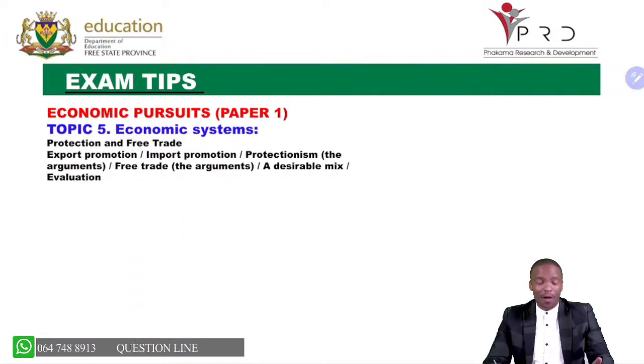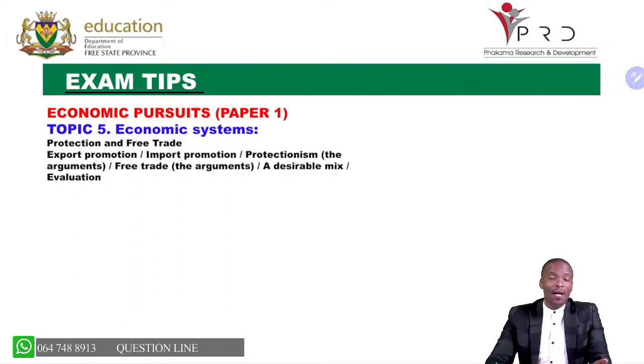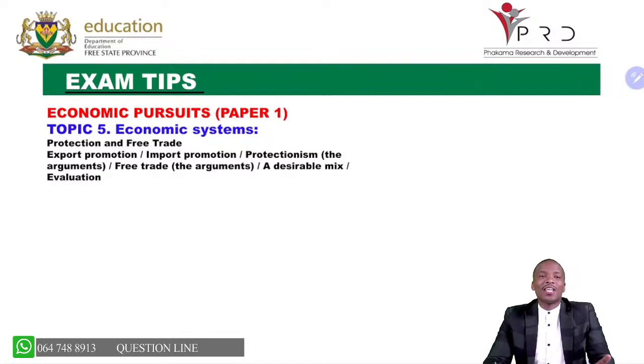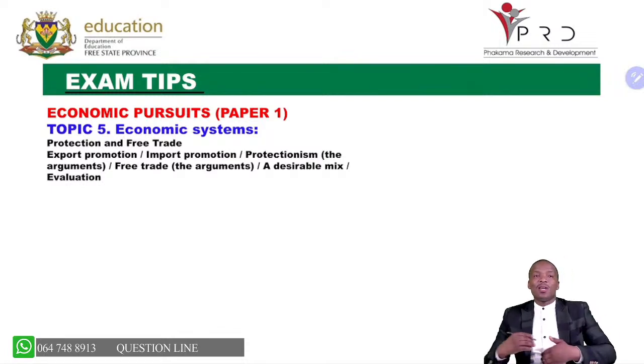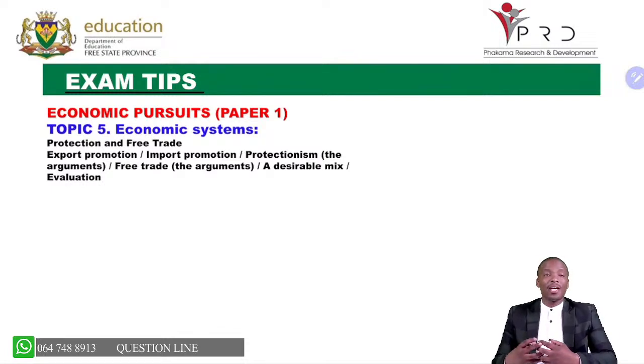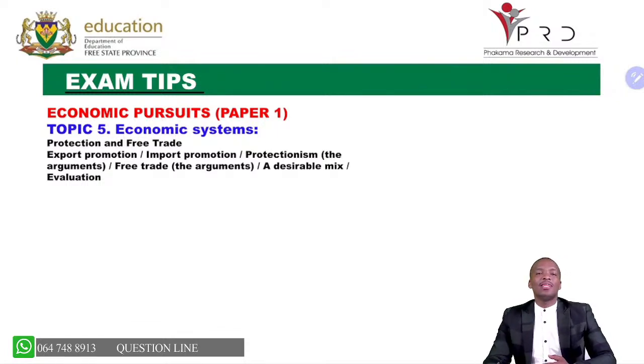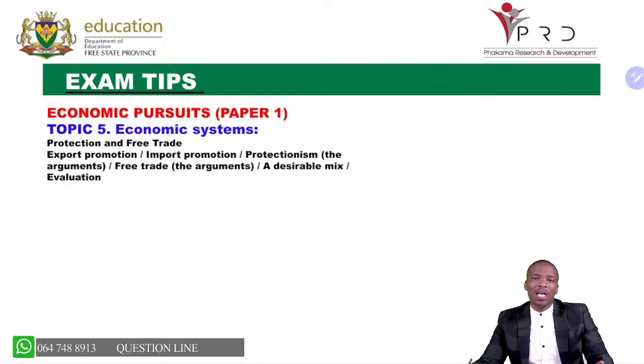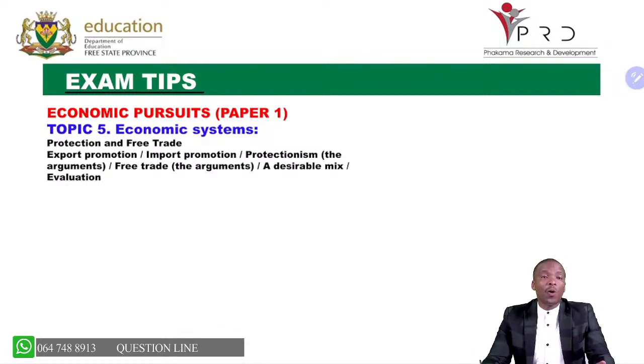Okay, under economic pursuit now, which is topic 5, we are looking at what we call economic systems, protection, and free trade. Here we'll be looking at what we call export promotion, while we are substituting imports. We look at the arguments in favor of protectionism, arguments in favor of free trade, or if that does not work, then we can do what we call give and take, where we do a desirable mix and we evaluate the achievements or the efforts by the government to promote exports and to substitute imports on the other side.